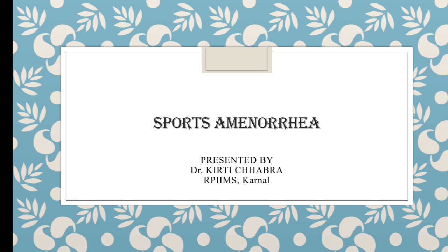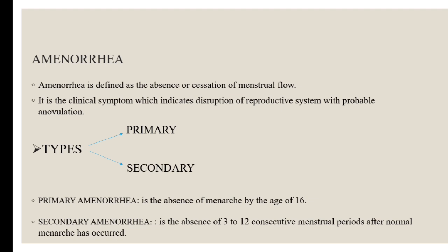So today we'll discuss sports amenorrhea. Amenorrhea is basically the absence or cessation of menstrual flow. It is a clinical symptom which indicates disruption of the reproductive system with probable anovulation. It is of two types, primary and secondary.